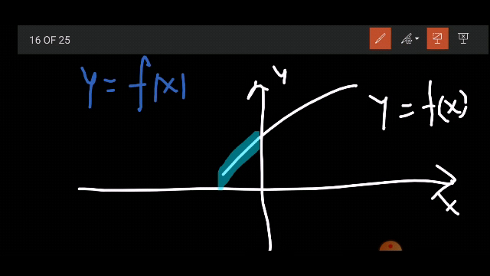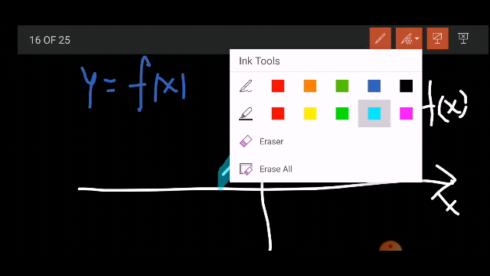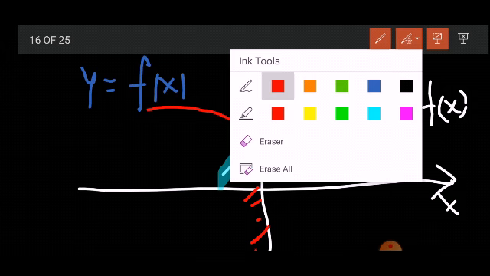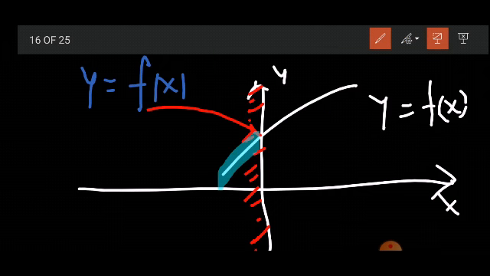And then you have to take the mirror image with respect to the y-axis. Now put the mirror on the y-axis. We have to put the mirror image with respect to the y-axis like this. Whatever the graph portion is here, this white portion, you have to take the mirror image of it this way, and include this white portion also.